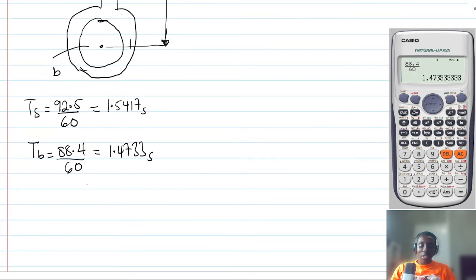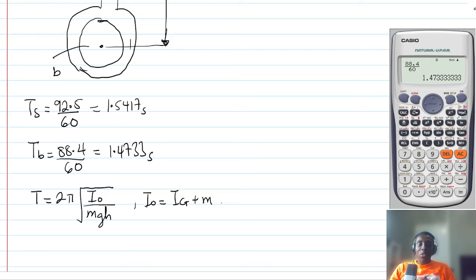Okay, now pay attention here. Whenever you have a compound pendulum, the period of a compound pendulum is given by 2 pi square root of I naught divided by m g h, where I naught is I_G plus m h squared. So whenever you want to find the period of a compound pendulum, it is given by 2 pi, which is a constant, multiplied by the square root of I naught, the total mass moment of inertia.